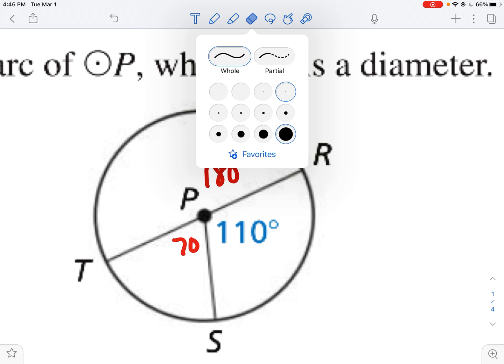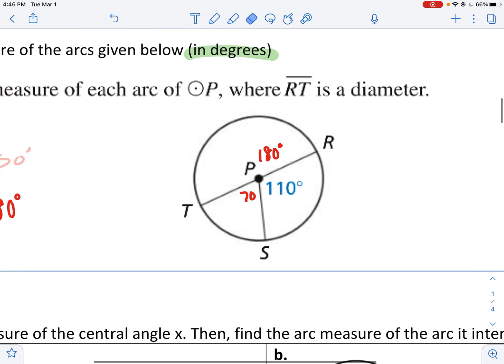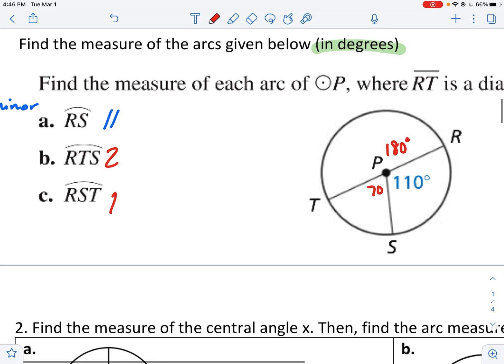So if I wanted to find the arc measure of any of these arcs, what I would want to do is I would look at the name of the arc. So like RS has two letters, that's a minor arc. That tells me to go the shortest possible distance from R to S. And if I want to find that arc measure, it's going to be the same as that central angle. So that would be 110 degrees.